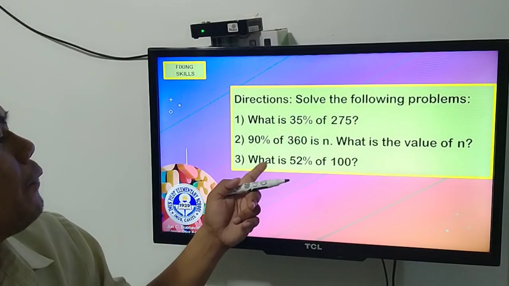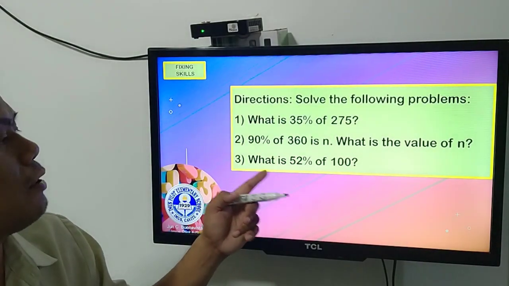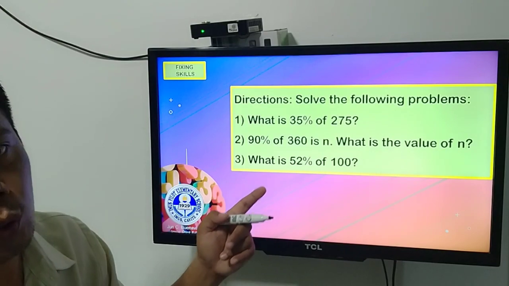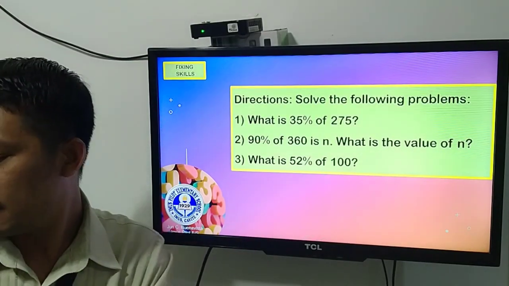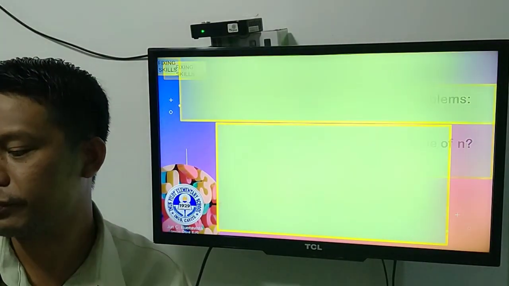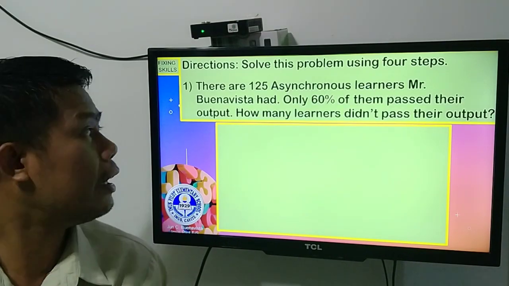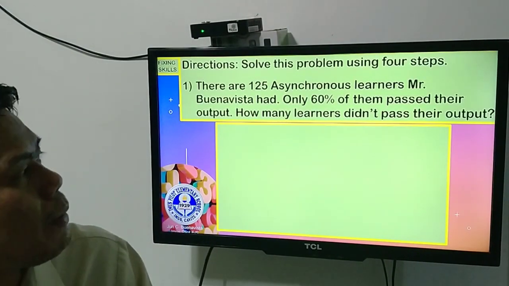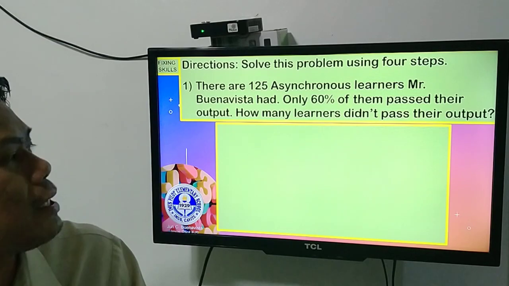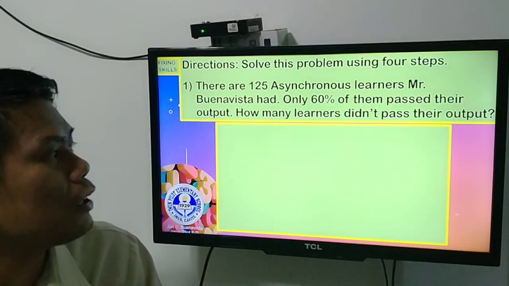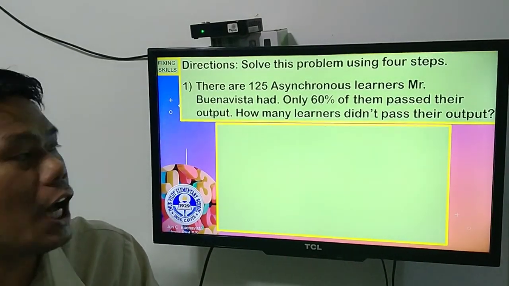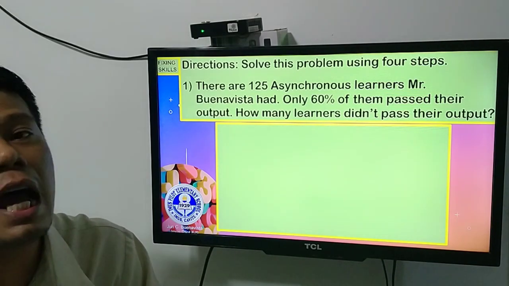The number 3, that is very easy. So, the answer is 52. Alright? Next, we have this one. Okay, there are 125 asynchronous learners Mr. Buena Vista had. Only 60% of them passed their output. How many learners didn't pass their output?